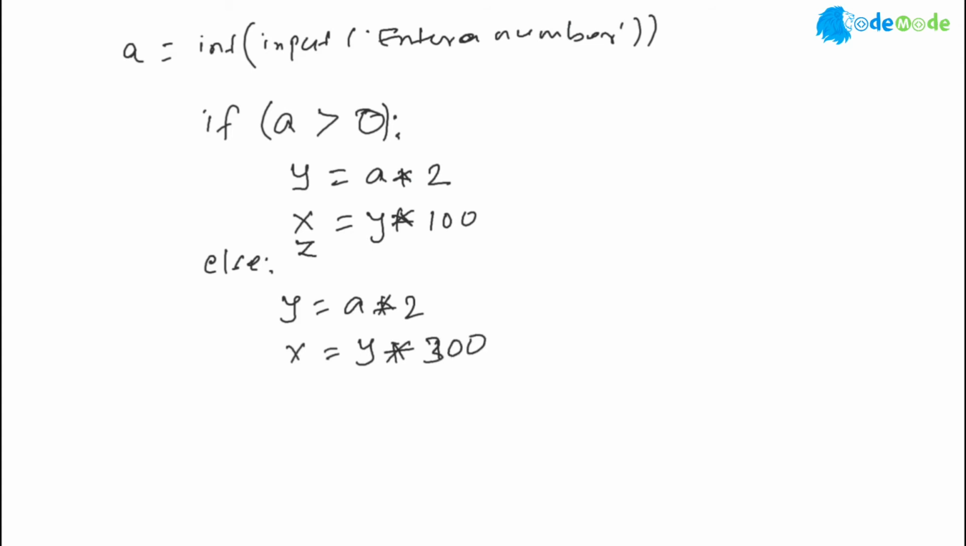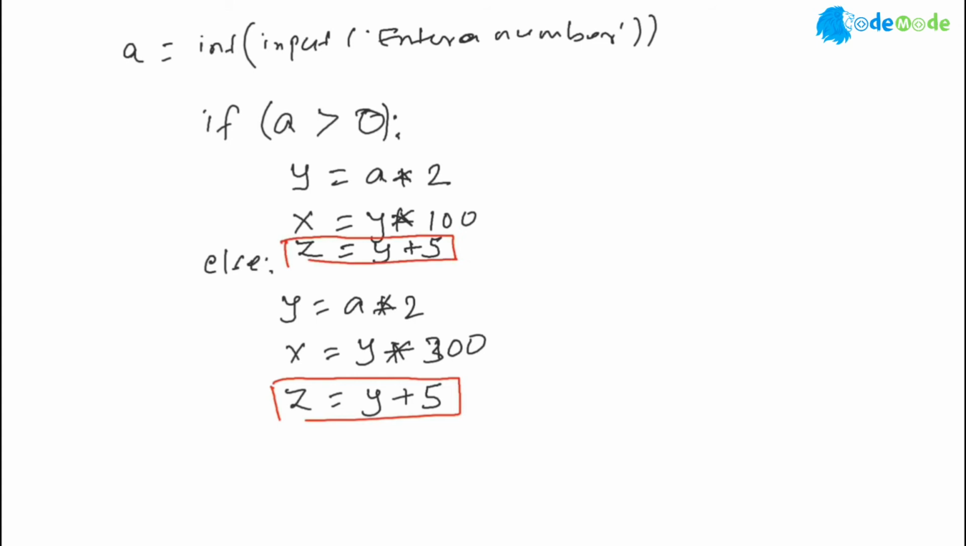And there is another statement that says z equal to y plus 5, and this one z equal to y plus 5. Pay close attention and you will realize that this line is common here. In the blue, this one is also common between both. But the only difference is this line and this line, right?